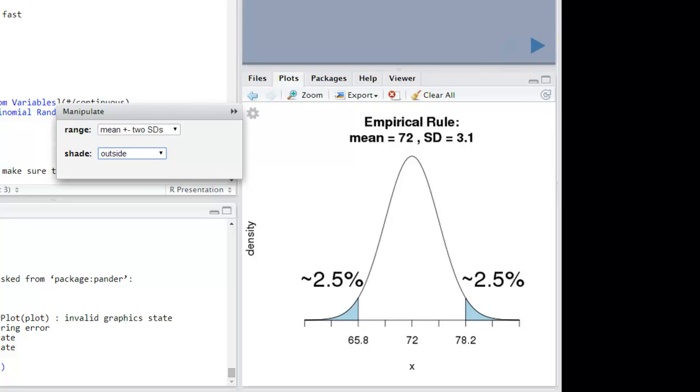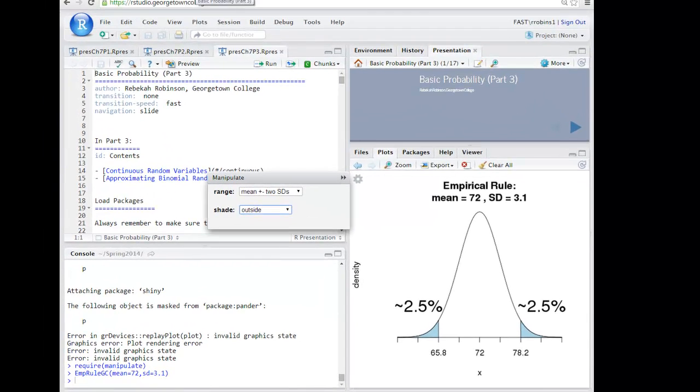So let's click back over to the slides. You should play around with this app a little bit and just get used to inputting different means, inputting different standard deviations, and playing around with the pickers.